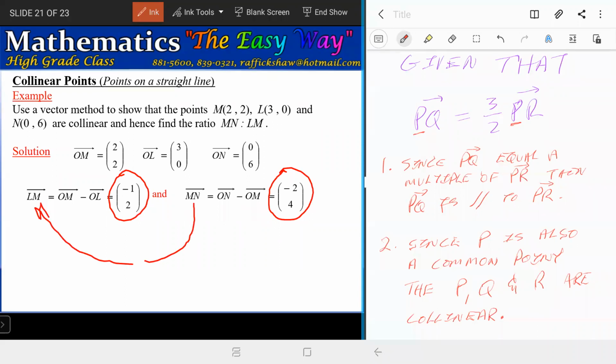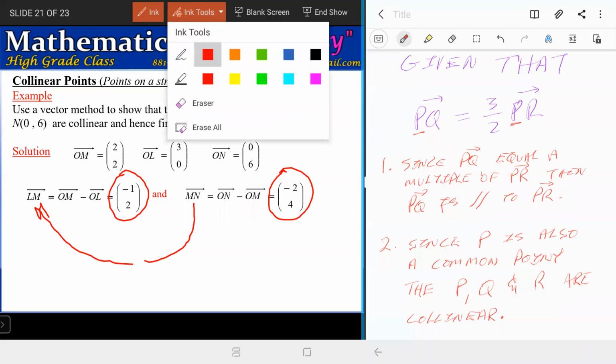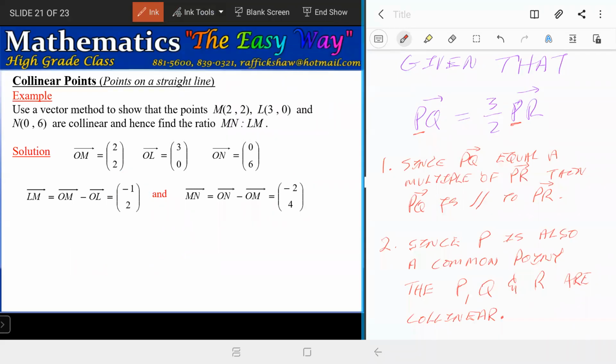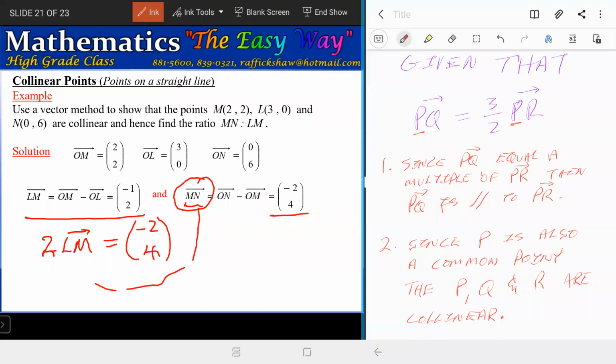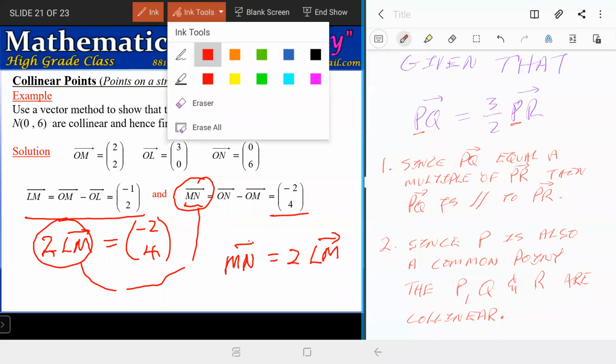Sometimes you can see it, right? But the method that I used in the past was to factorize a large one. If I go by my method, I would multiply up this one and I would get 2LM equals -2,4. And because this is also -2,4, then I would equate these two. And you say that MN equals 2 times LM. That's the relationship. It's on the slide.